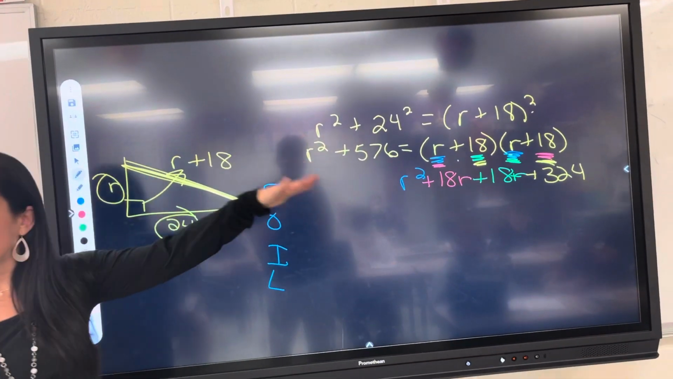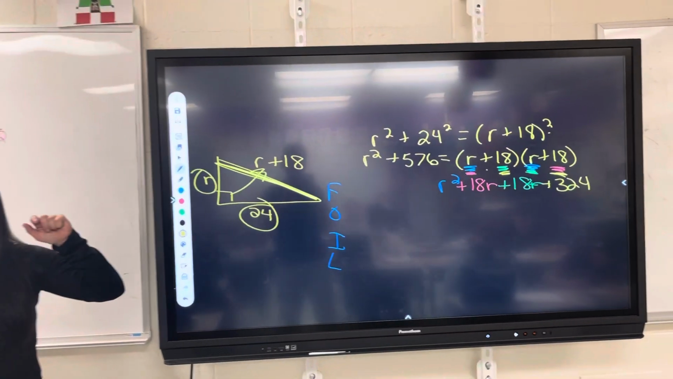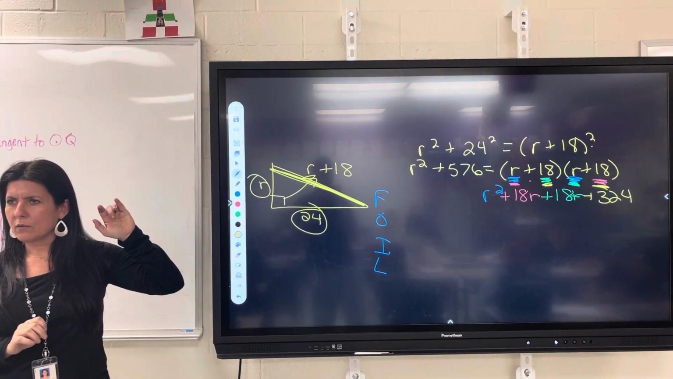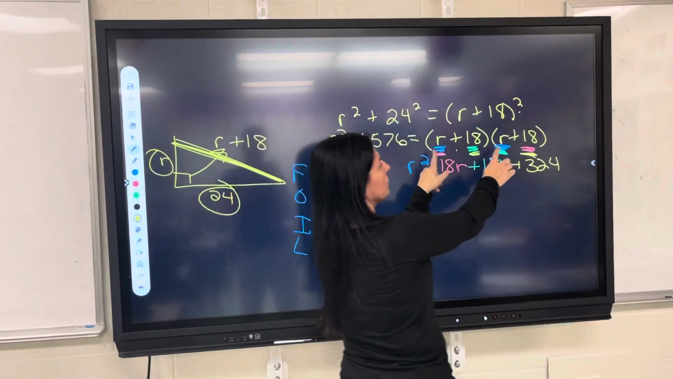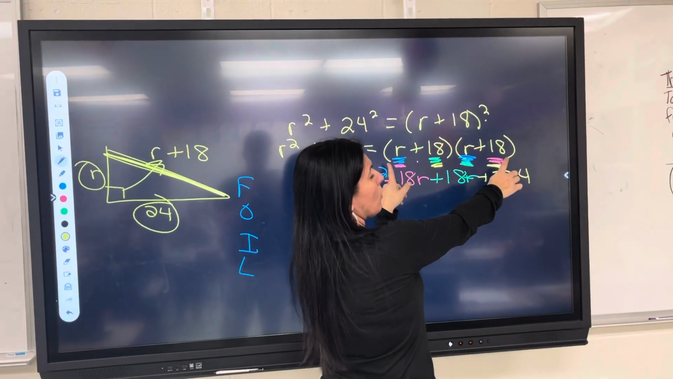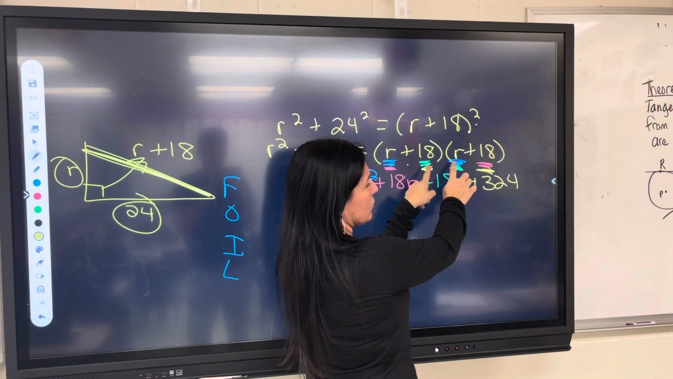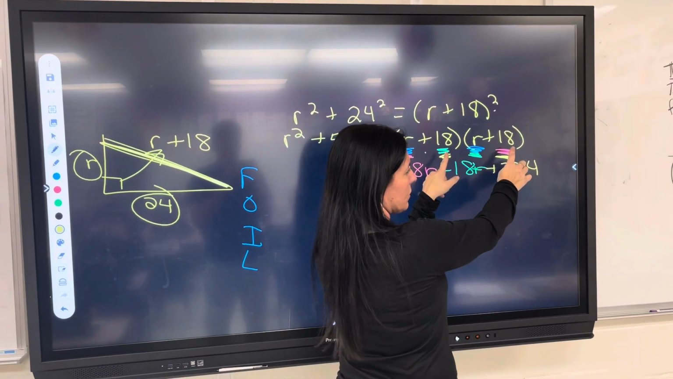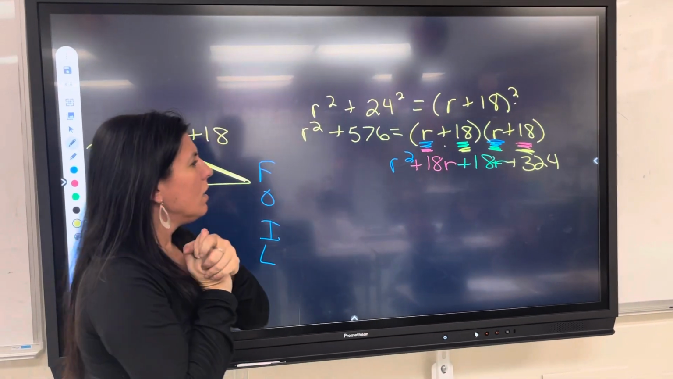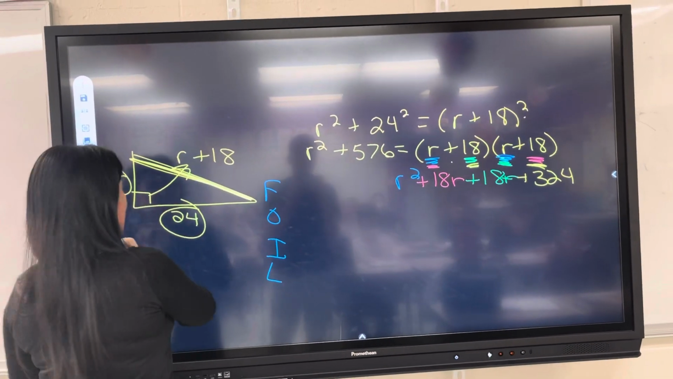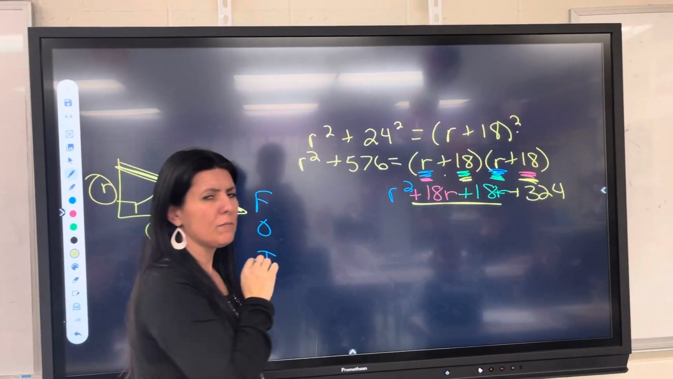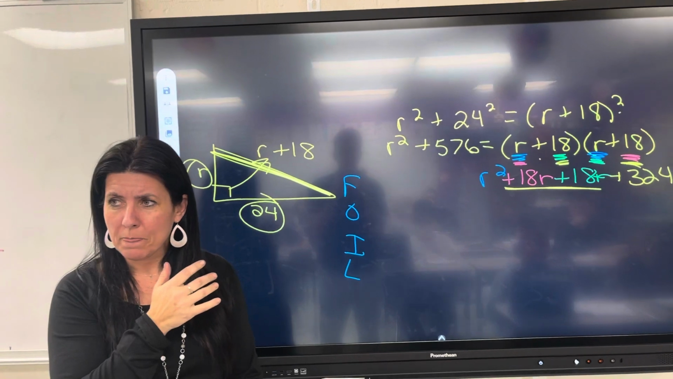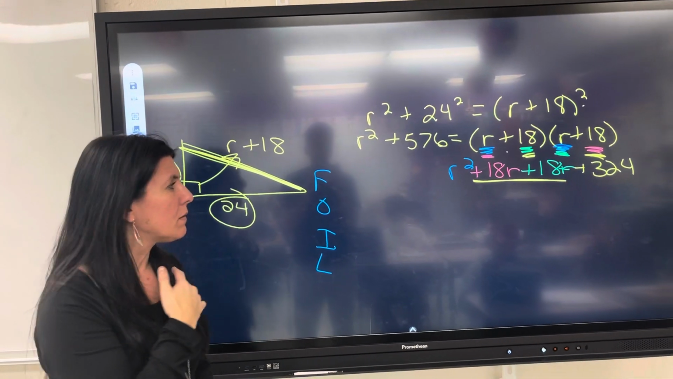Questions on the FOILing part of it? I know you guys had questions last time we did it. First terms, outer terms, inner terms, and last terms. I would say probably 80% of the time, these two middle terms can be combined because they have the same terms. Here they both are just plain r's, so we can combine them.